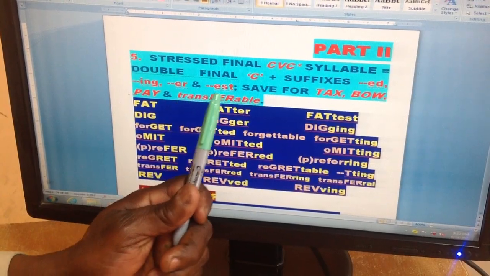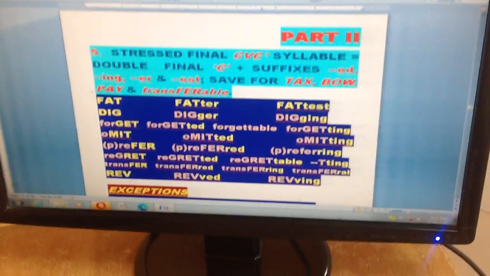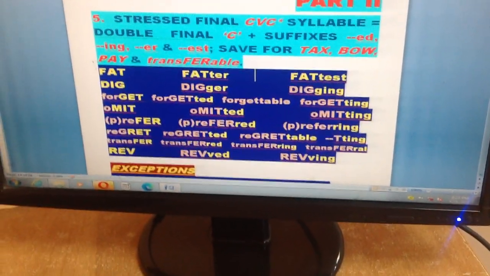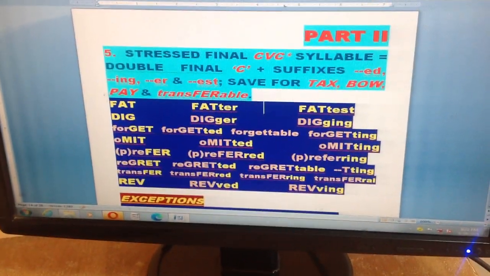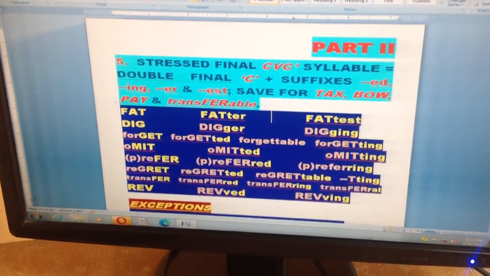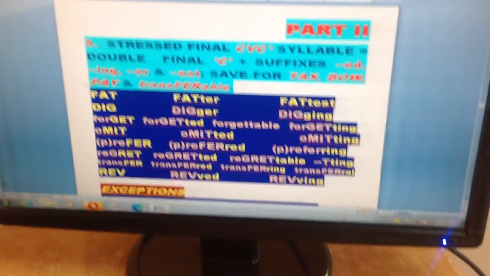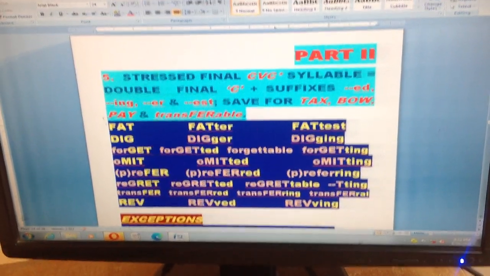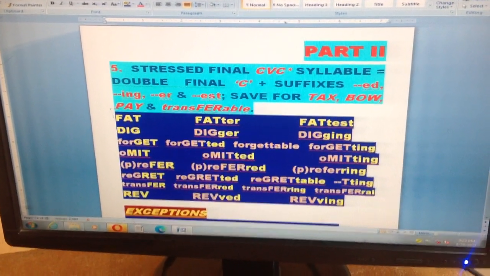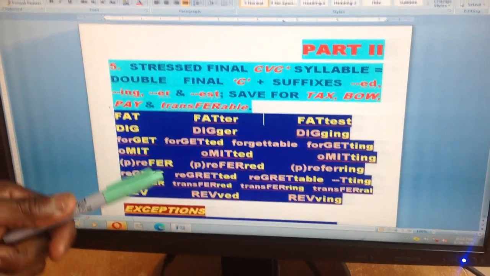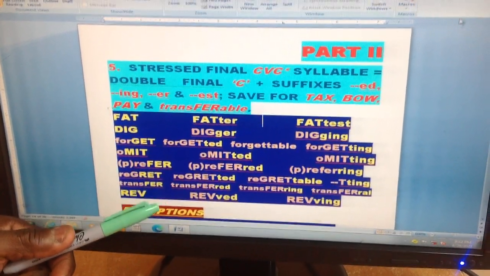ing, er, est. For example, when I say begin, the last 3 letters are G, consonant, I, vowel, and N, consonant. And therefore, for me to say beginner or beginning, I need another N. That's the rule, as you can see here. But we have a few exceptions.